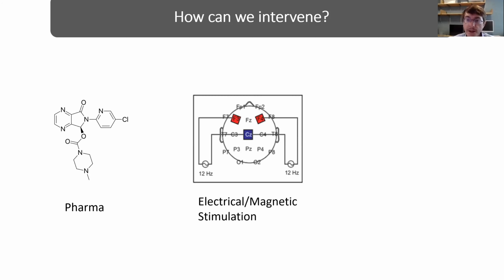Another one could be electrical magnetic stimulation. So this is slightly more recent than the pharma approach, but using transcranial current stimulation or transcranial magnetic stimulation, we might be able to target some of these oscillations. And different groups have looked at different aspects of that. And I can talk more about that if people are interested.